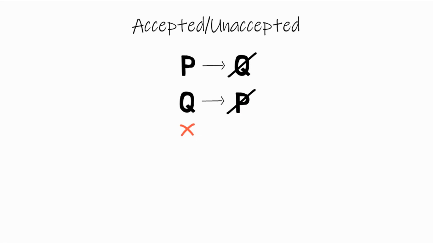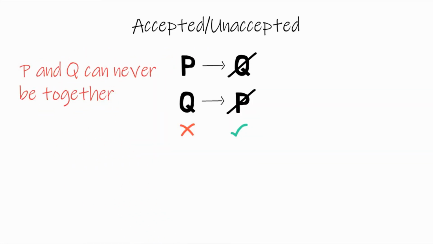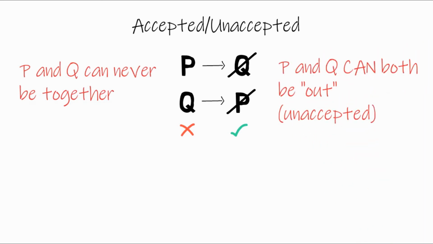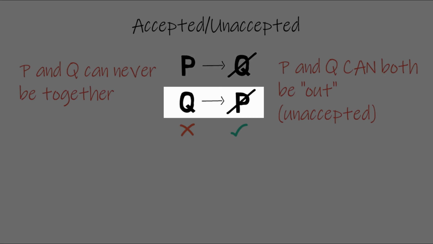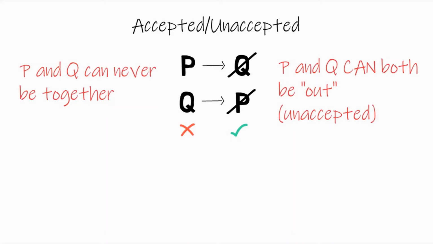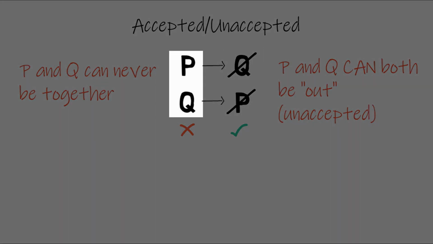Remember, everything on the left side can't be true together, and everything on the right side can be true together. So it would never be the case that P and Q are accepted together, but it could be the case that both Q and P are not accepted. So what this says is that if P is accepted, Q is not. If Q is accepted, P is not. So anytime that we have P, we can't have Q. Anytime we have Q, we can't have P. But we could have neither. Both Q and P could be out, but they can never both be in.